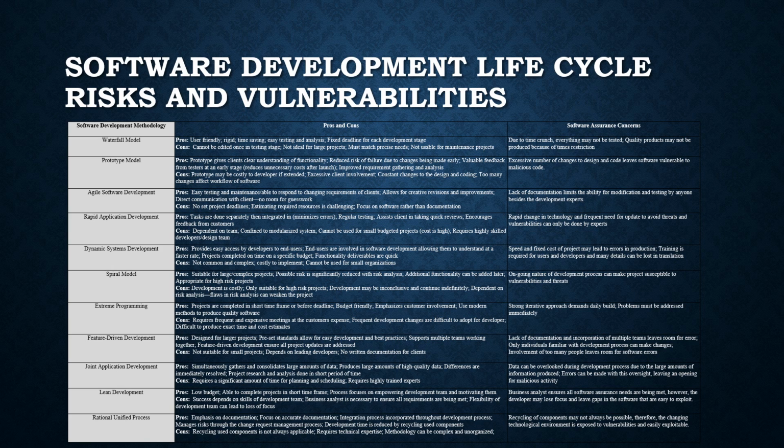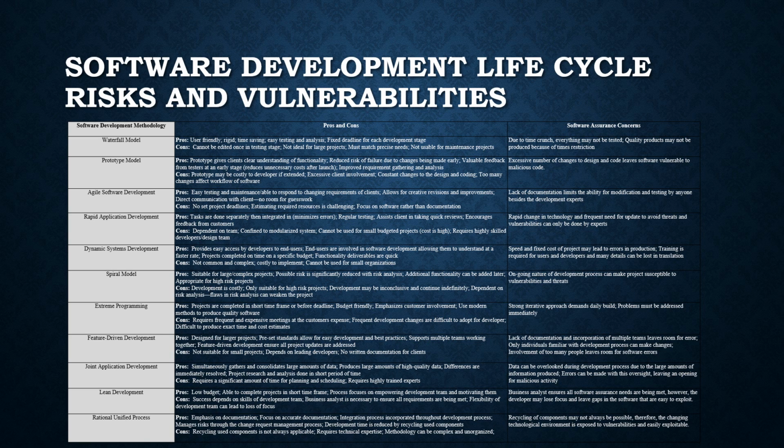The software development lifecycle risk and vulnerabilities. There are many different software development methodologies: waterfall model, prototype model, agile software development, rapid application development, dynamic systems development, spiral model, extreme programming, feature-driven development, joint application development, lean development, and rational unified process. There are many pros and cons to each, and we do have concerns with each one when it comes to software assurance.